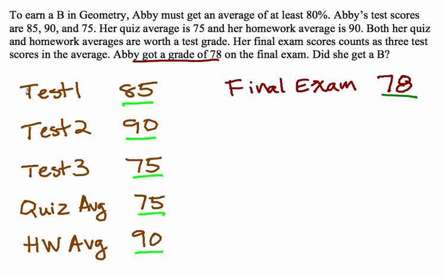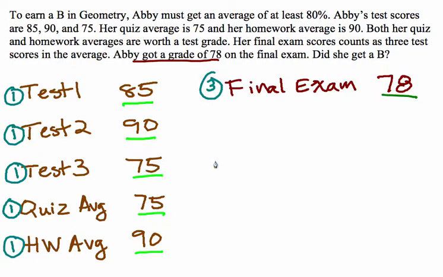So let's suppose test 1 is worth 1 thing, test 2 is worth a test, test 3 is worth a test, right? Those are each tests, so they're worth the same amount as a test. The quiz average is worth the same amount as a test, and the homework average is worth the same amount as a test. So each of those things is worth 1 test grade. The final exam is worth 3 test grades. So we have 5 things that are worth a test each, and 1 thing that's worth 3 tests. Well, 1 plus 1 plus 1 plus 1 plus 1 plus 3, that's 5 plus 3. There are a total of 8 pieces here that influence the final grade.